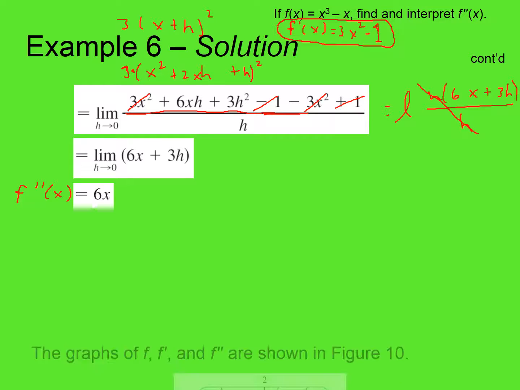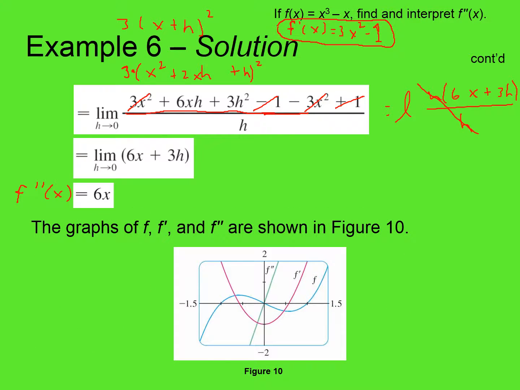Interpretation. Here are the graphs. You see f, that's the blue one. And then this pink one, 3x squared minus 1, that's this one. Okay, that's the pink one. And then 6x, that looks like it's green. Okay, f double prime. So the slope of the tangent line of the blue graph is what we have in the pink graph.